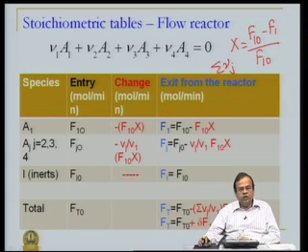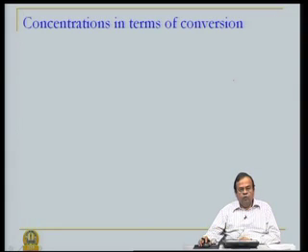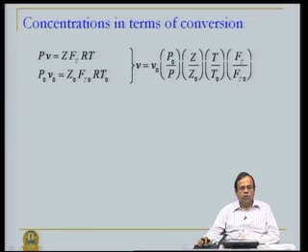So, if there is a change in number of moles, we have to now write concentrations in terms of conversions for a reaction in which there is a change in number of moles. Of course, concentration has to be written in terms of conversion irrespective of whether there is a change in number of moles, but some additional complexities arise if there is a change in number of moles.